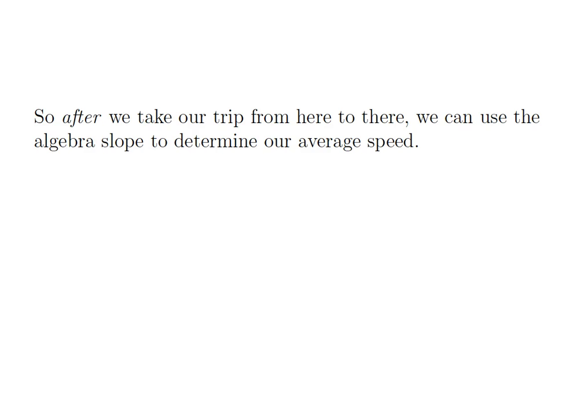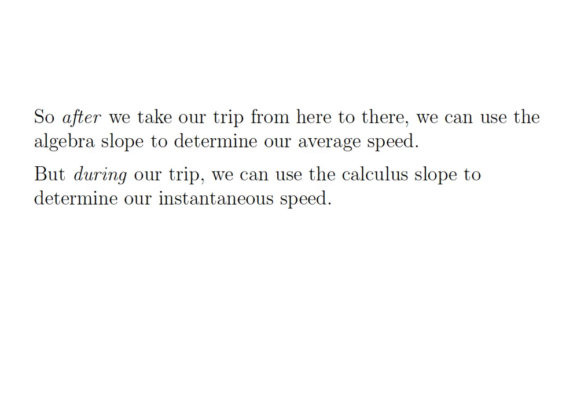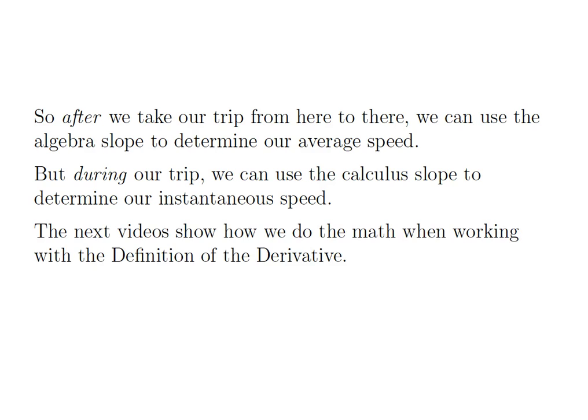So after we take our trip from here to there, we can use the algebra slope to determine our average speed. But anytime during our trip, we can use the calculus slope to determine our instantaneous speed. And that's what your speedometer is doing in the car, or whatever vehicle you may have. The next videos will show how we do the math when working with the definition of the derivative. At first we'll do it the algebraic way, and then later we'll do it the calculus way, which turns out to be a lot easier.